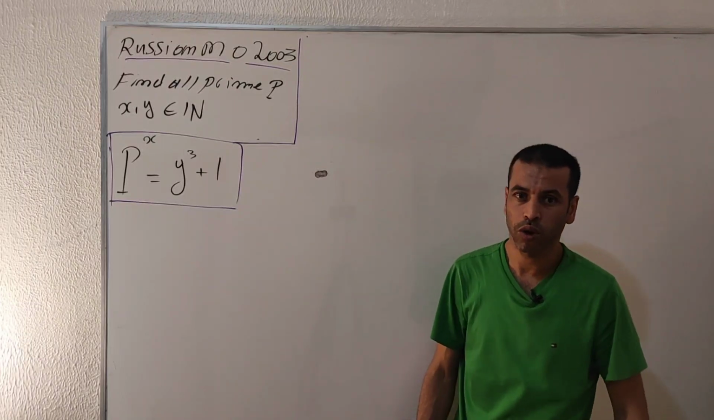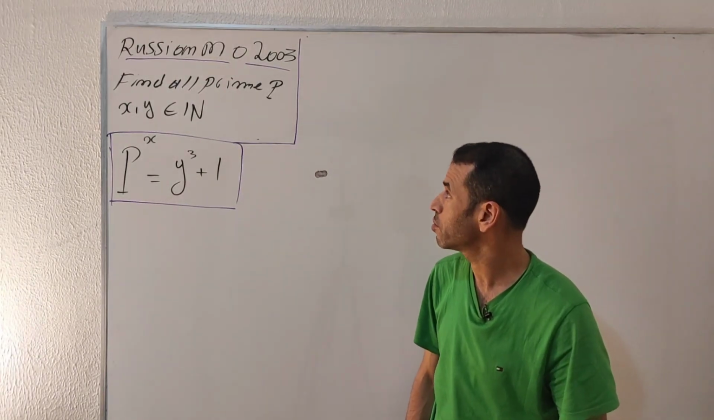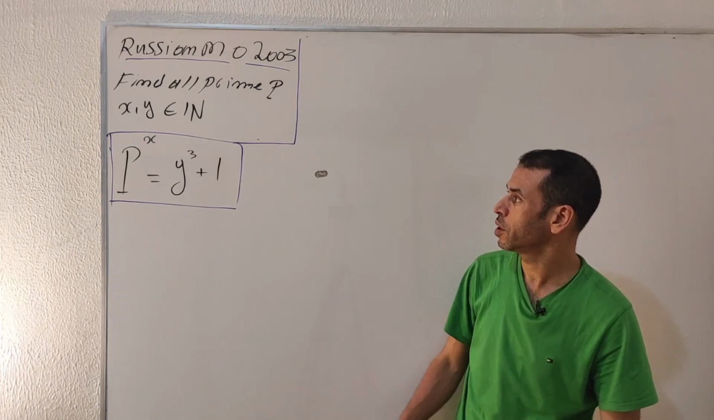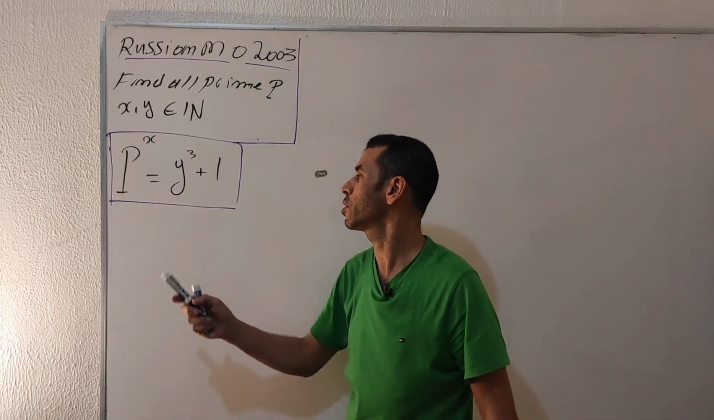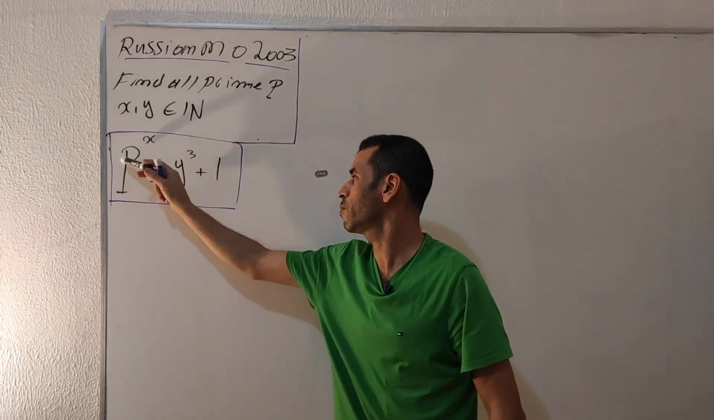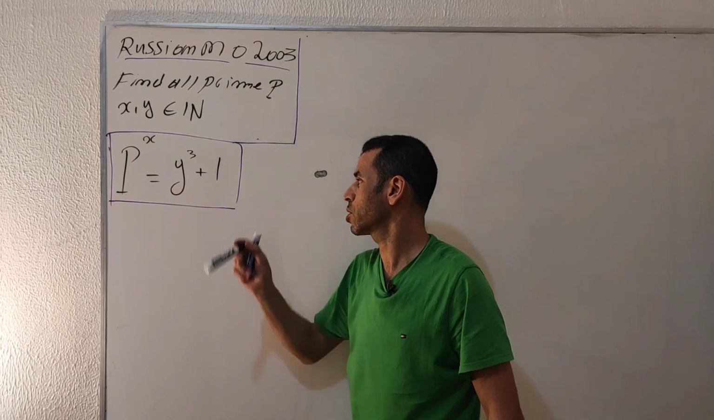In today's video, I would like to introduce a very nice problem of a Russian mathematical Olympiad, edition 2003. Here is the following information. Find all primes p and natural numbers x, y such that we have the following equation: p to the power x equals y to the 3 plus number 1.